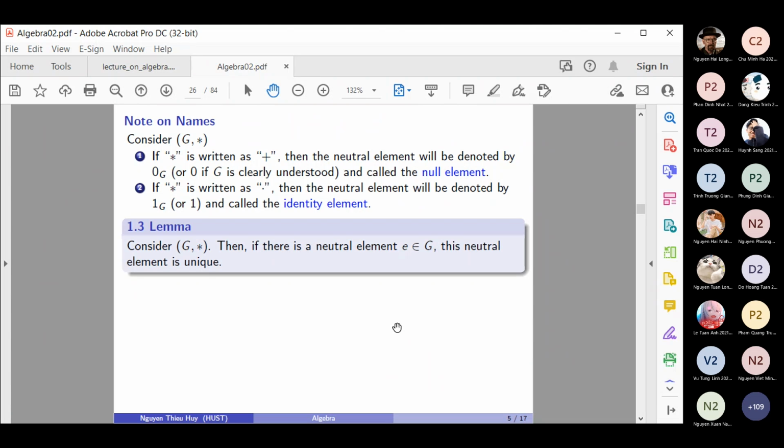Actually, this means that if a neutral element exists, related to star, of course, then it is unique. Sometimes there may be no such element, but if it exists, then it's always unique. So let me return to the whiteboard and show you how to prove this.